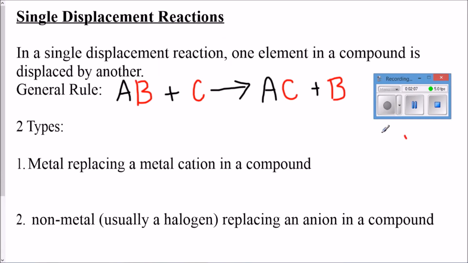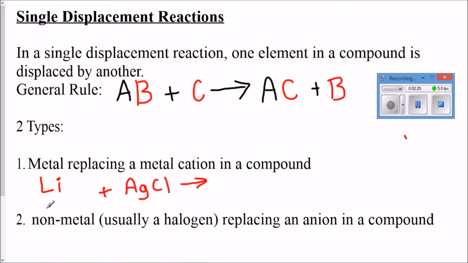So just like males and females can compete, metals and non-metals can compete with each other as well. Let me explain what I mean. There are two types of competitions that can happen. The first is a metal replacing a metal cation in a compound, as follows. I'll give you an example.